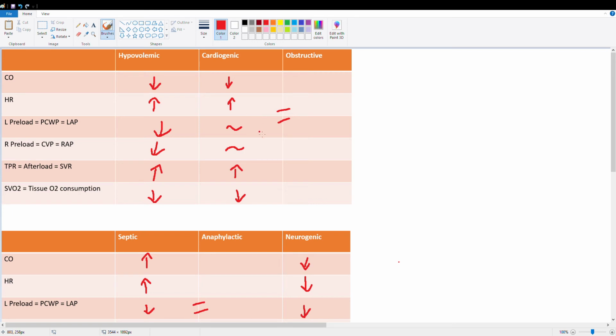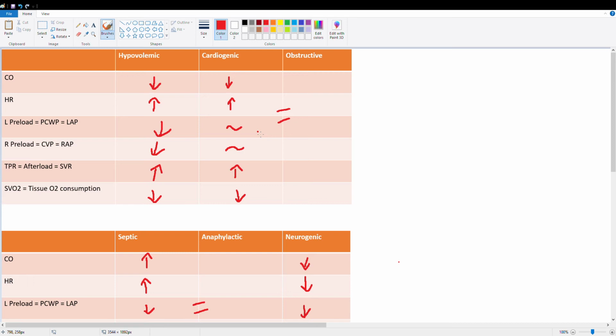Then here for preload, left preload and right preload, it really depends on what's going on inside the heart, how they're affected, because your measurements here will not be very clinically significant since they could be up or down.